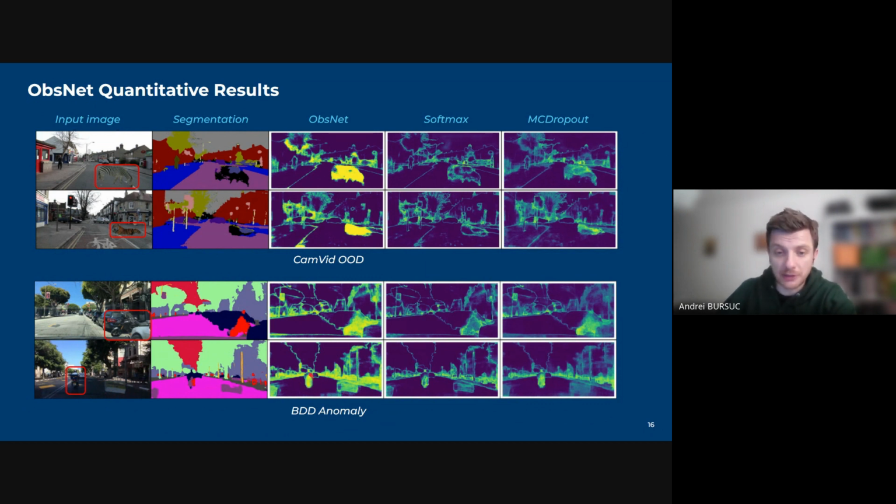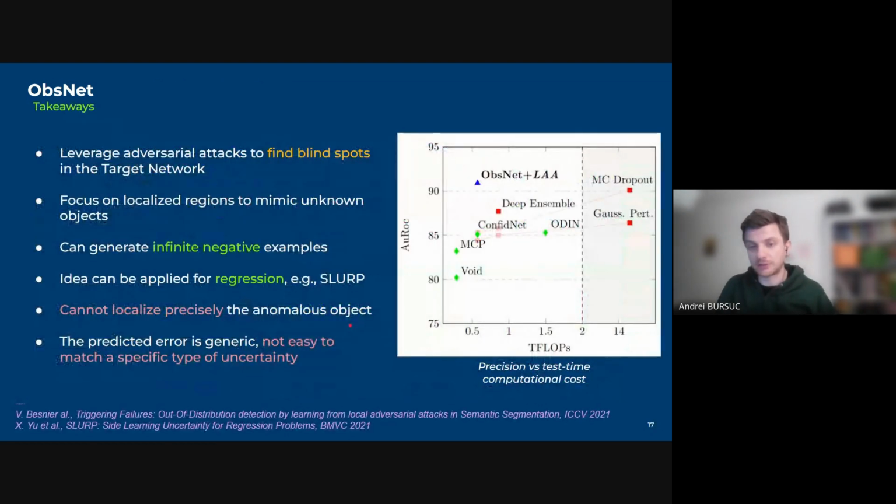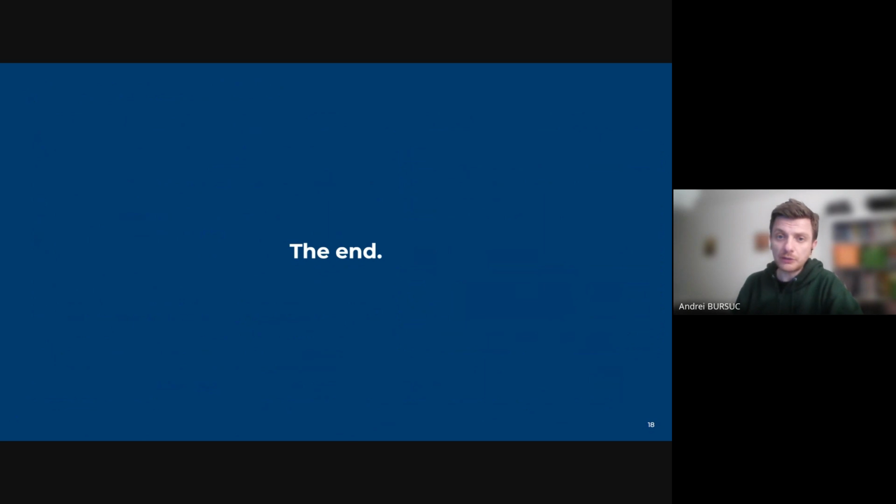So this is an epistemic uncertainty because we have an unknown object. But figuring it out just from the value is not trivial, and it's a subject for future work to be improved on.